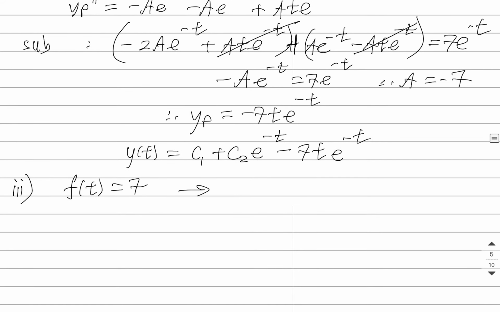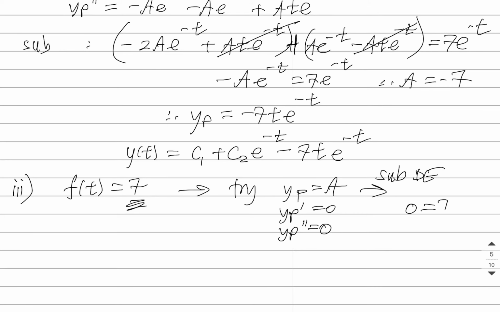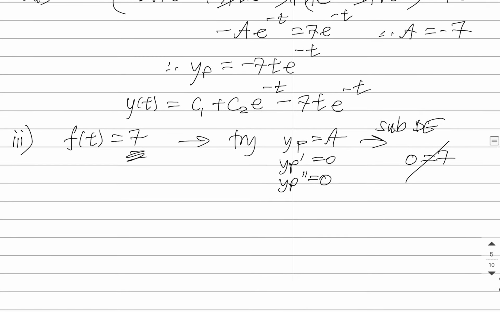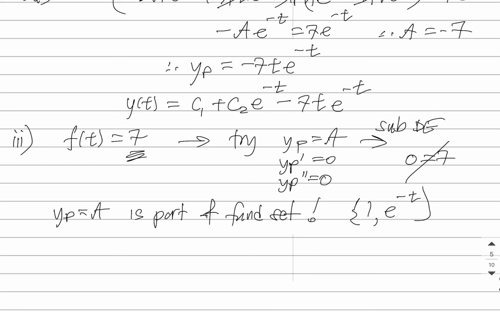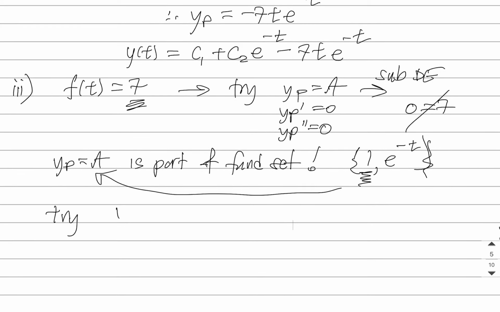If we were to say, oh, the right-hand side is a constant, if we were just to try the particular solution as a constant, all of its derivatives are 0. If I were to plug it into the DE, I would get that 0 is 7, which is a contradiction. Once again, yp equals a is part of the fundamental set. Remember the fundamental set had 1 and e to the negative t? That 1 consists of every function that's a constant. I have to bump it up 1 degree.